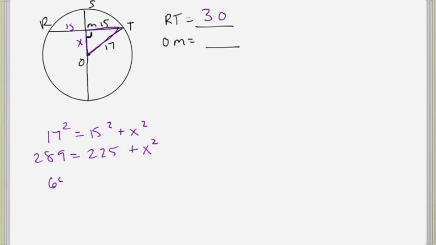Subtract from both sides and we get 64 is equal to x squared. So x would be equal to 8. Now, I have another question for you, a little bit of a bonus challenge here. How long is the other x?